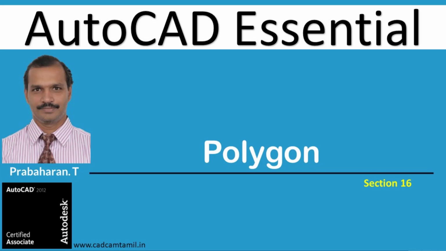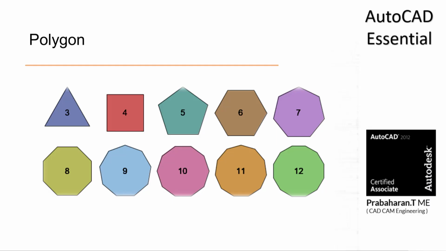This is our session number 16. We are going to discuss the polygon and polygon commands. Generally, what is meant by polygon? Poly, in the sense of more than 3 sides, an object is called a polygon. Okay, triangle, hexagon, pentagon, square, rectangle, octagon. So these are the examples of the polygon.